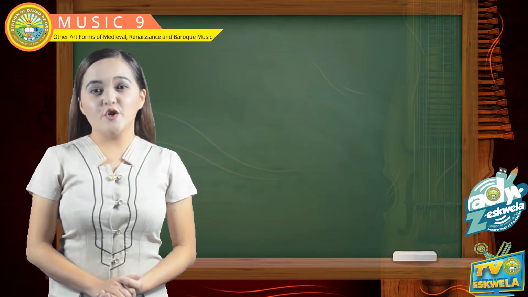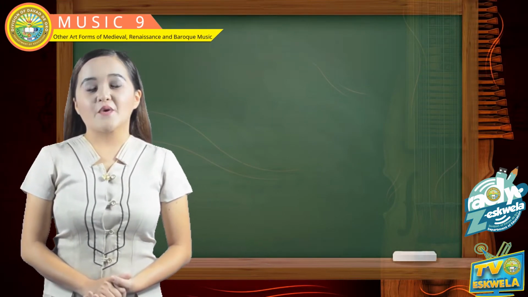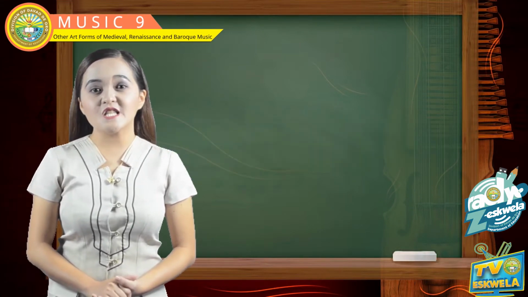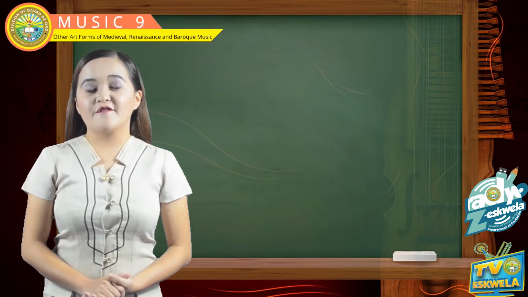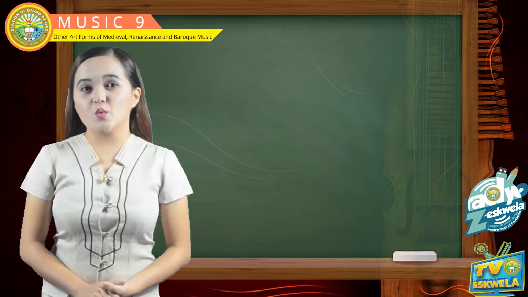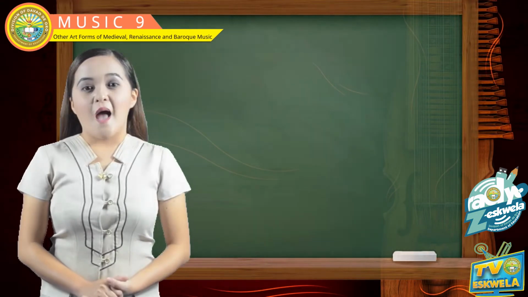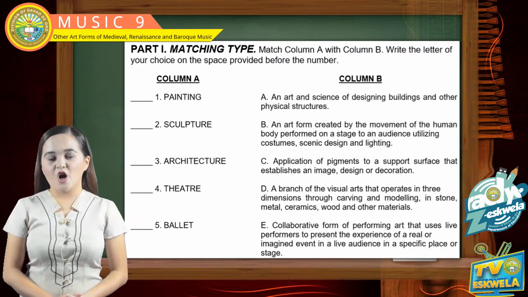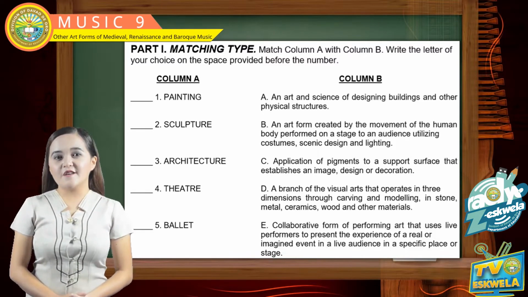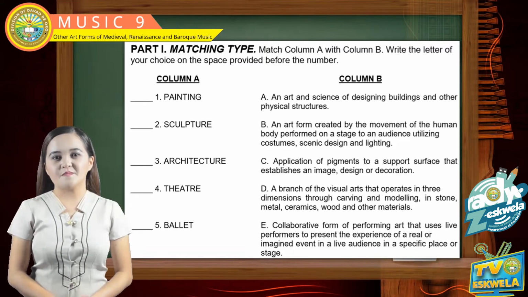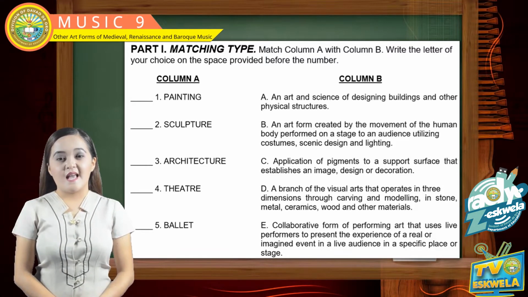To assess what you know about the other art forms related to medieval, Renaissance, and Baroque music and history, let's answer the following activities found in your module. Let's start with part 1, matching type. You are going to match column A with column B. I will give you enough time to answer the activity. Write your answers on a separate sheet of paper. Time is up!